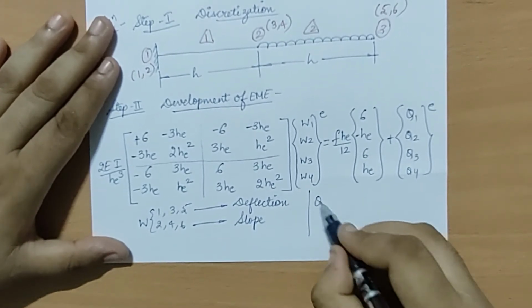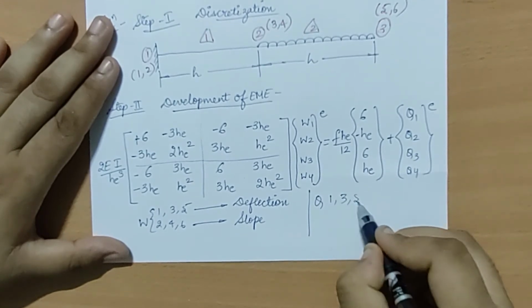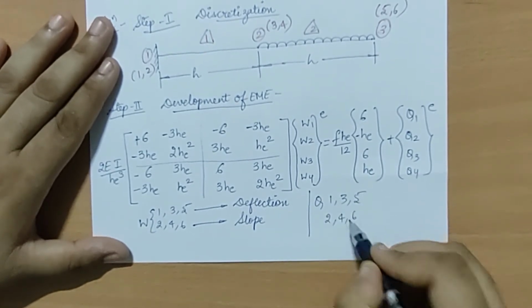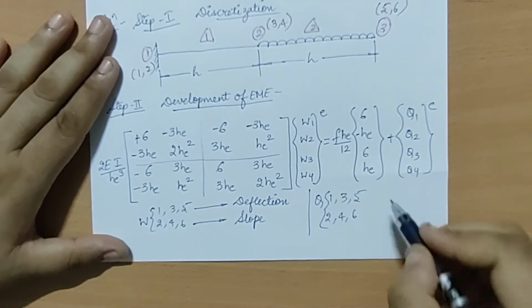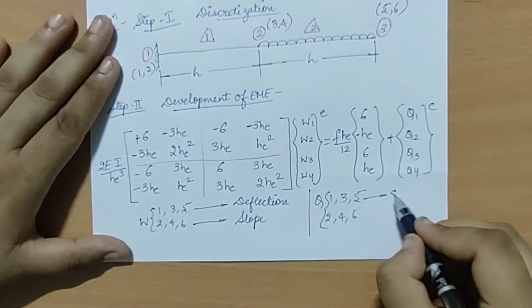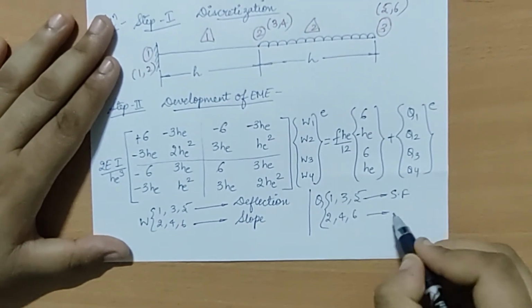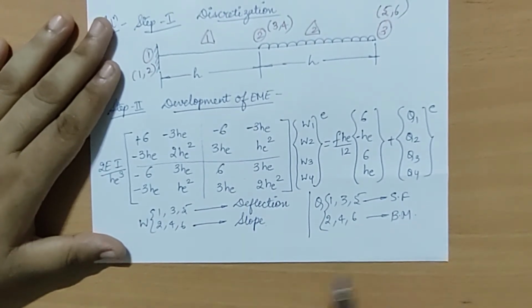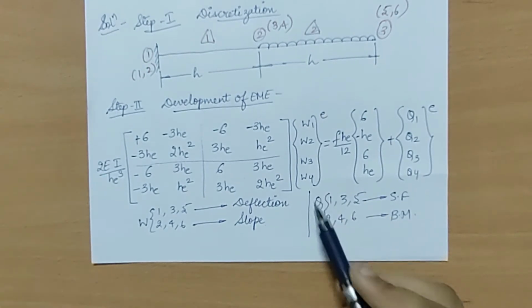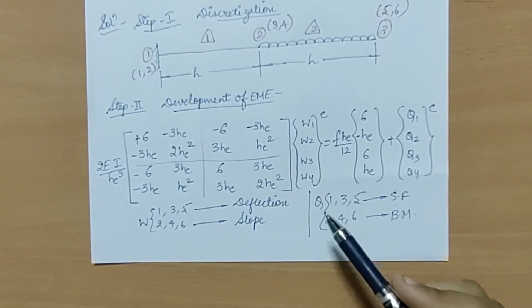Same way when I talk about Q, there will be 1, 3, 5 and 2, 4, 6. Two different sets of numbers. This will indicate shear force and this will indicate bending moment. So this is how you can just remember what these numbers indicate in the final GME.